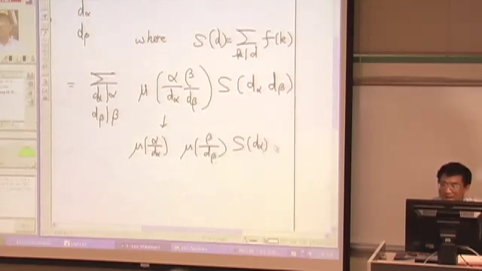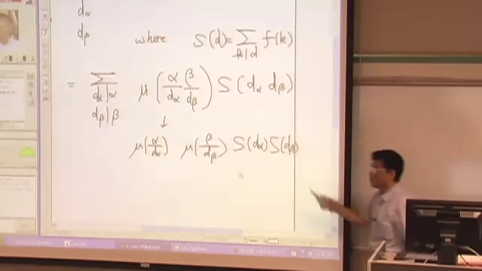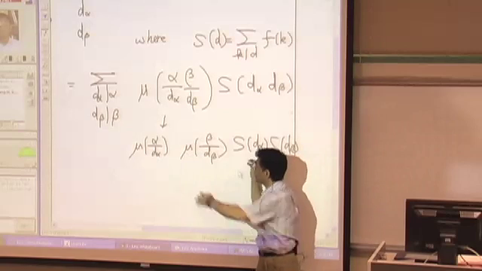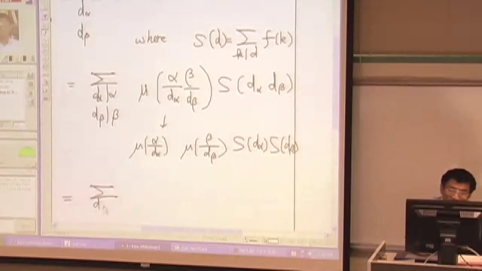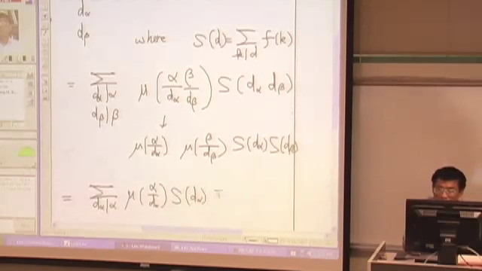Because these are given by the condition or property. Mu is multiplicative, this is multiplicative, and then we can rearrange. So we can rearrange these things into d alpha dividing alpha, and the alpha portion is collected here. And then beta portion is collected here.